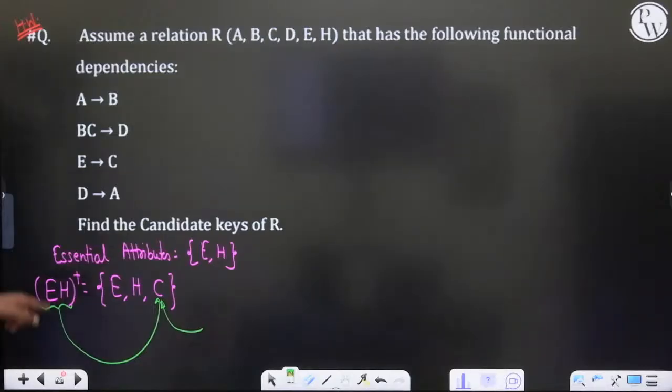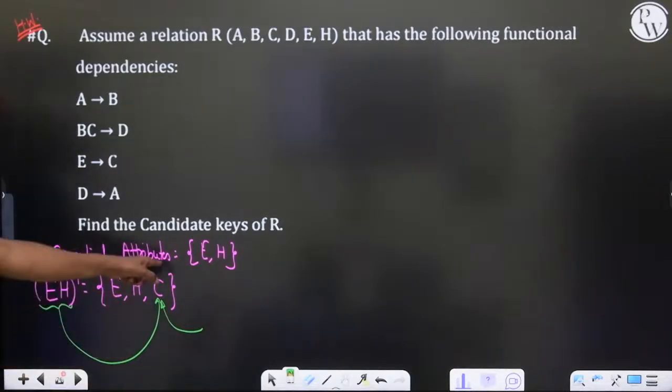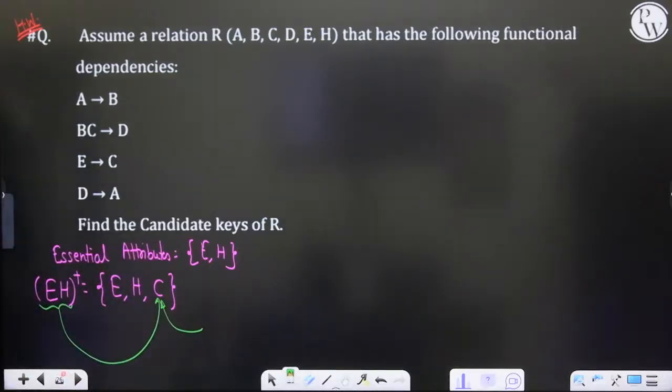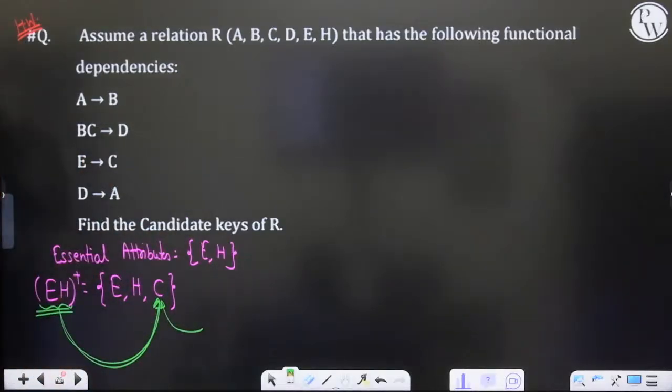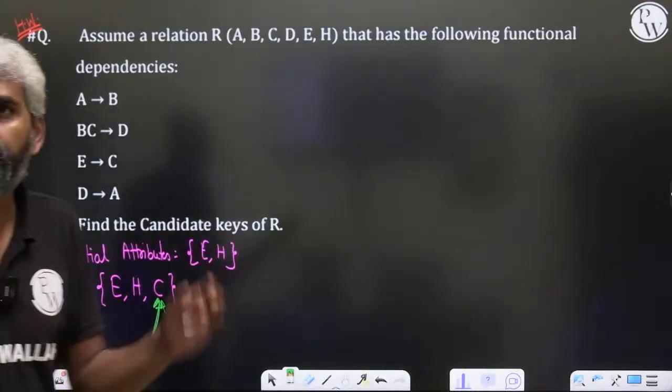My question is, if E and H are present, then do you ever need C in any minimal super key? No, sir, because if you have E and H, then you will be able to determine C and you can eventually remove C from that set.